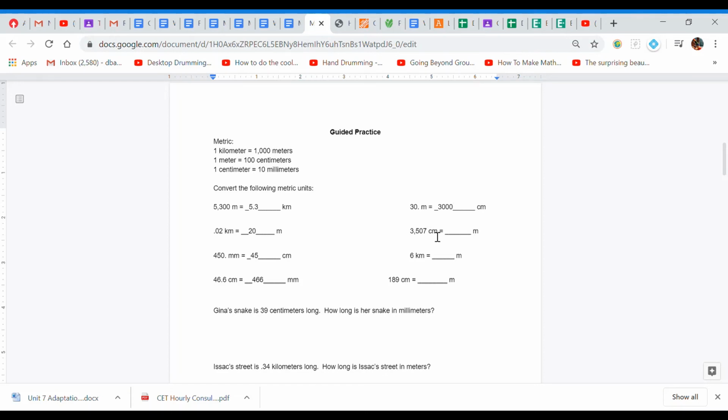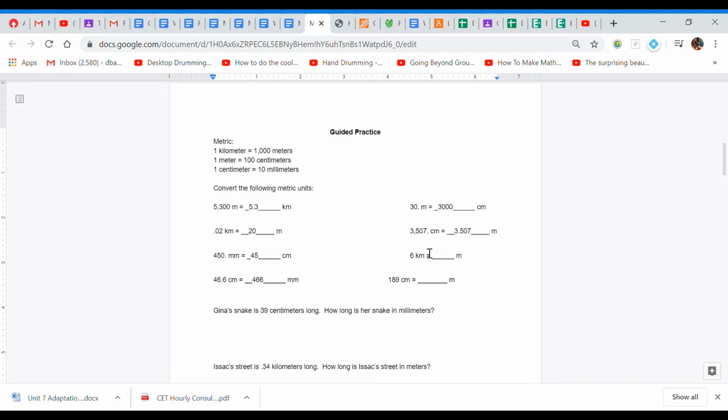Centimeters to meters. Centimeters are smaller than meters, so that means I'm going to have to divide. In this case, centimeters to meters is 100, so I'm dividing by 100. The decimal in 3,507 is here. 3 place values, 1, 2, 3. The decimal should be here. So it's 3.507 now. 3.507 meters.